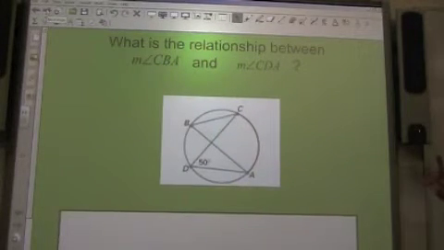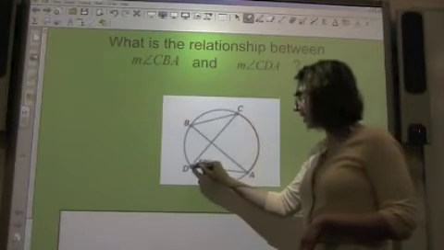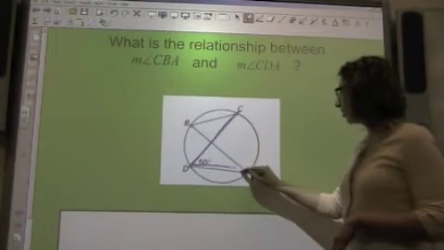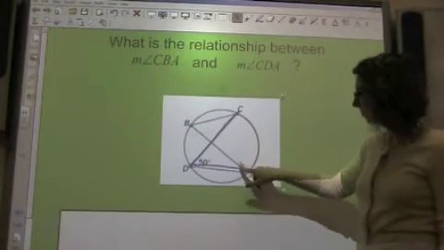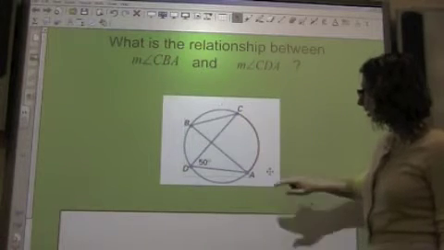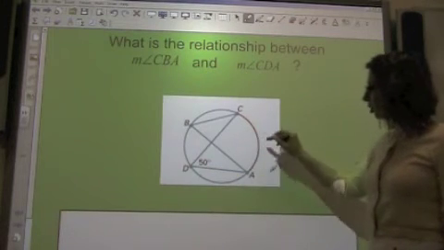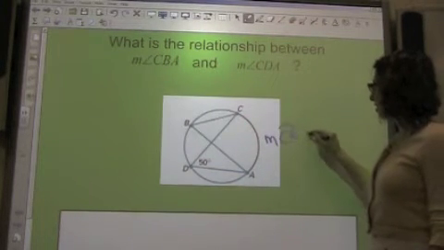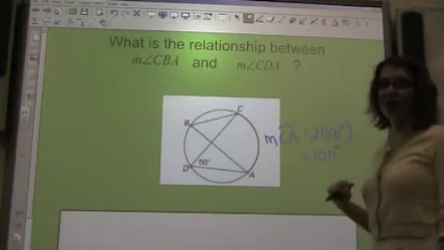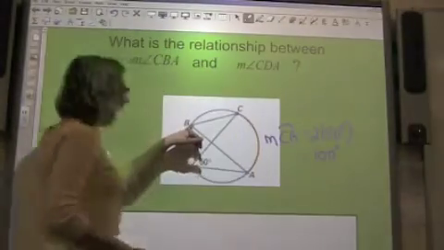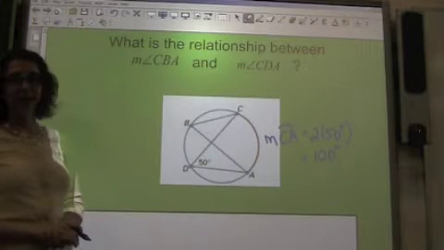And finally, we want to talk about the relationship between two angles that intercept the same arc. Angle D intercepts arc CA, but so does angle B, also intercepts arc CA. So because we know that the measure of angle D is 50, the measure of arc CA is twice that, or 100 degrees. But look, angle B is also an inscribed angle that intercepts arc CA.